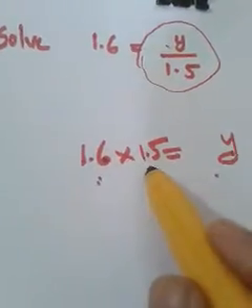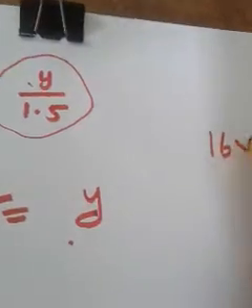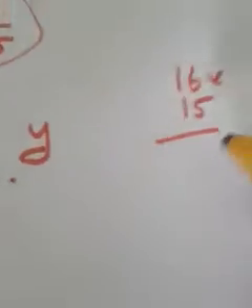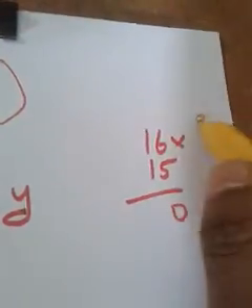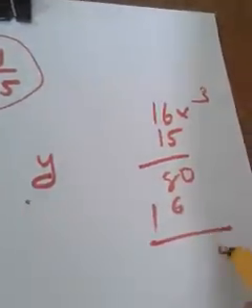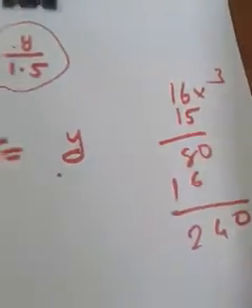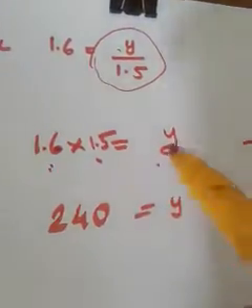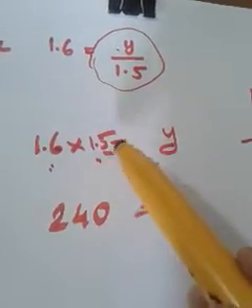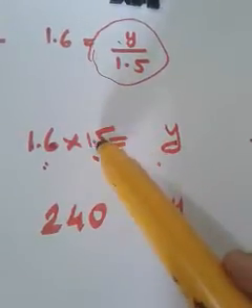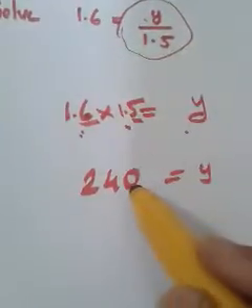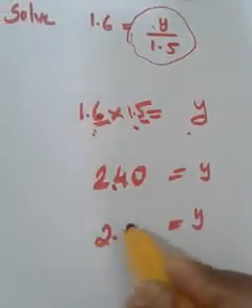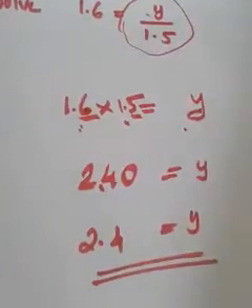How can we multiply 1.6 and 1.5? Instead of multiplying 1.6 into 1.5, just multiply 16 into 15. What is the result? 240. That means y is equal to 240. But it is time to give the decimal point. Here, how many decimal positions are there? 1. You must start counting from the rightmost side. So 1 here, 1 here, so altogether 2. So 1, 2, here you have to give the point. So what is the value of y? 2.40, or 2.4 is the value of y.